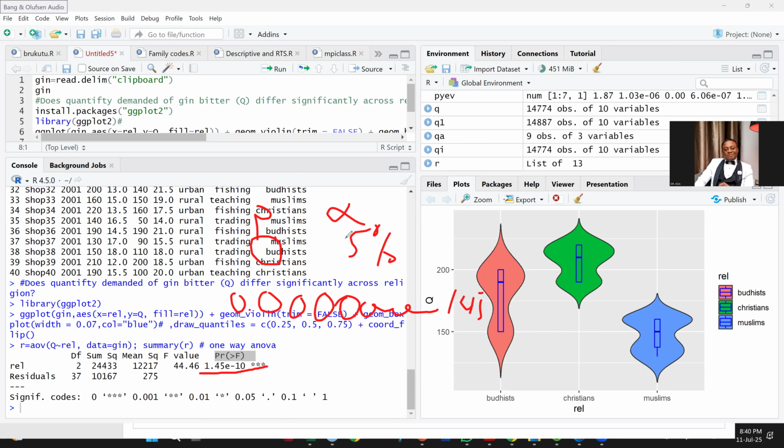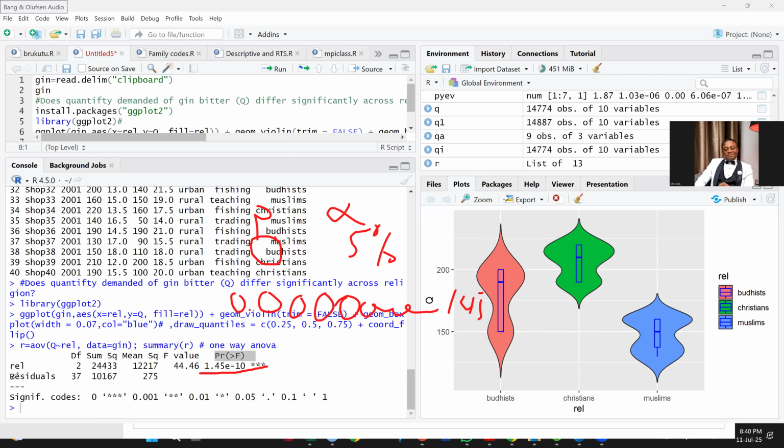Write this down. Reject the null hypothesis whenever the p-value is less than alpha. Reject the null hypothesis when the p-value is less than alpha.